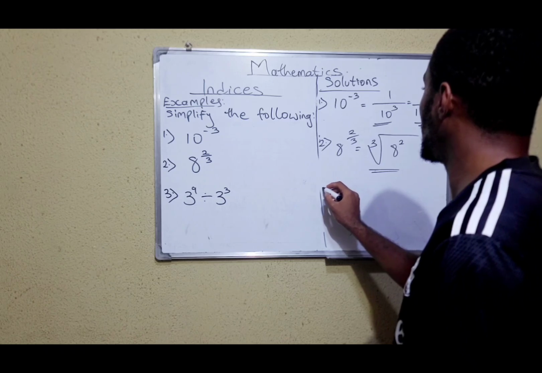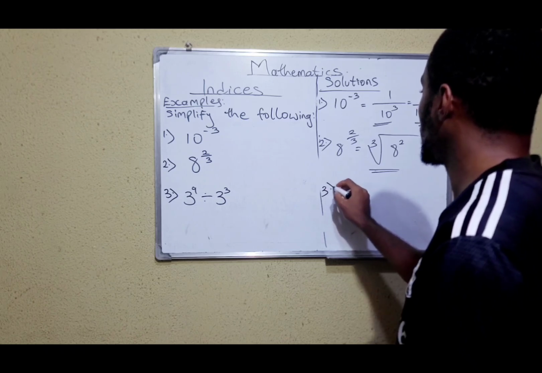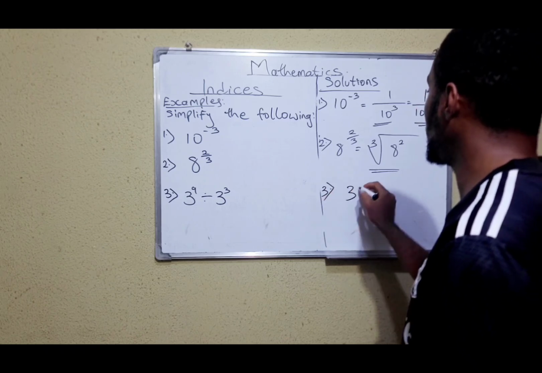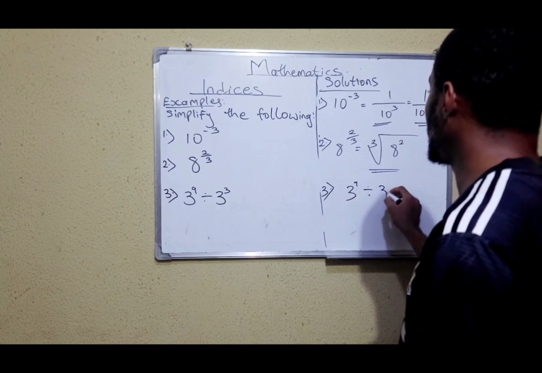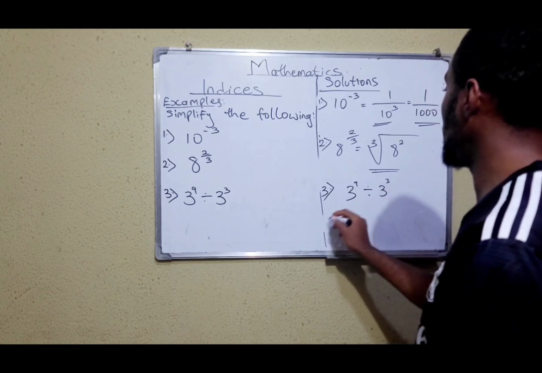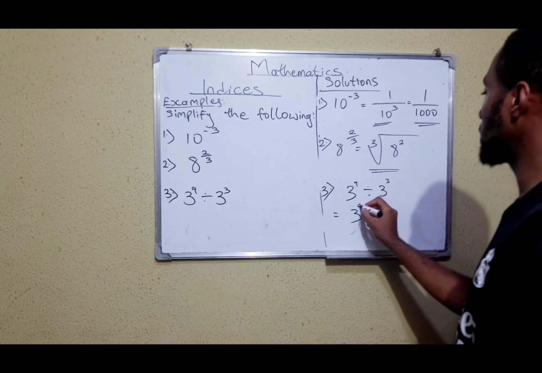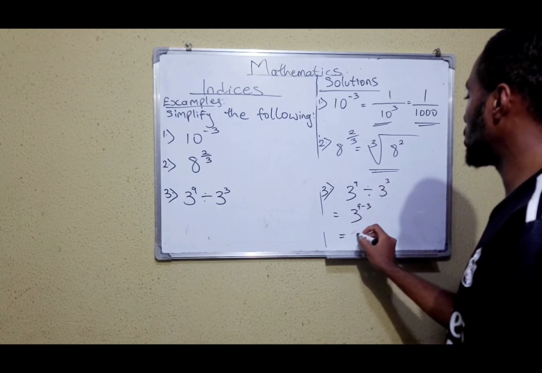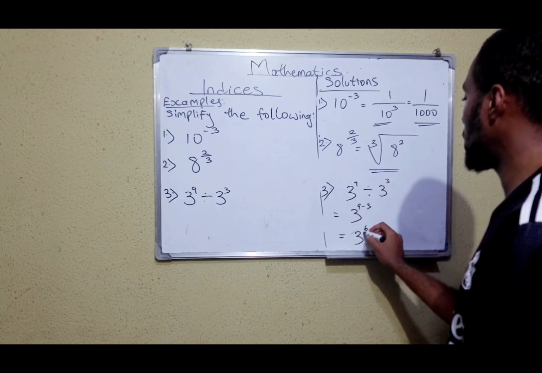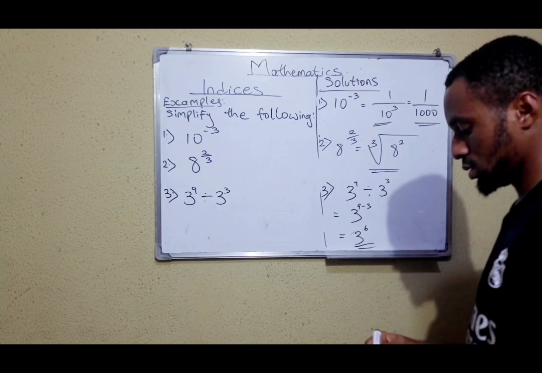And then number 3, we have the same bases but different powers. So once the bases are the same, you pick 1 and you subtract the powers. This becomes 3 raised to the power of 6.